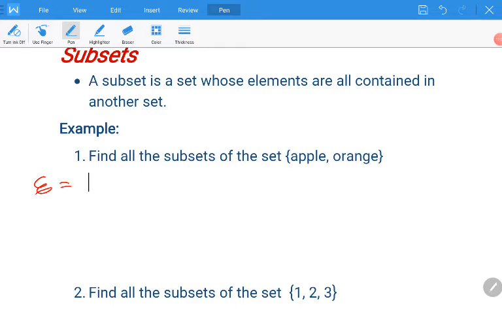So this one is equal to apple, orange. So the subsets of this universal set will first define the singletons. A singleton is a set which contains only one element. So we have apple, and we have orange.